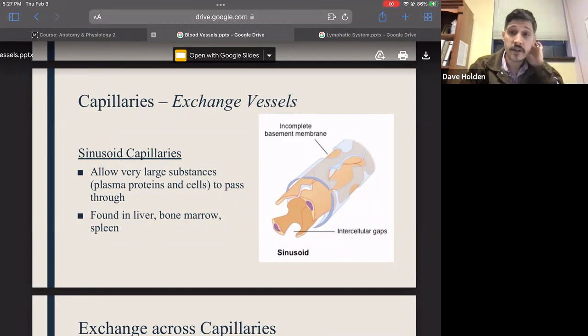Sinusoids are found in liver, bone marrow, spleen, where we need very large materials to be able to pass through that barrier and get out of the bloodstream. These allow large substances, we're talking about plasma proteins, sometimes whole cells, to escape. But escape, it's supposed to be, they're supposed to escape. So liver, bone marrow, spleen, we're talking about large proteins that have been synthesized. We're talking about large enzymes that have been created in the liver. We're talking about large white blood cells that are formed in bone marrow that need to get in and out of the blood vessels now.